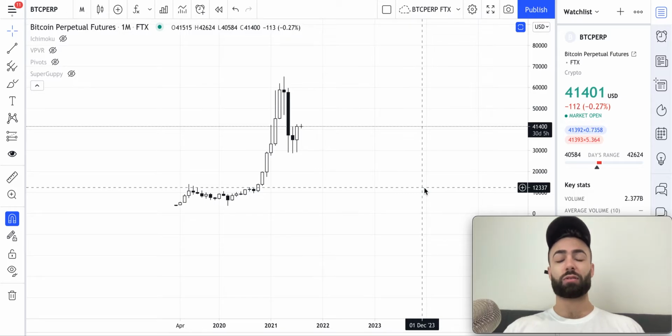In these videos, you will learn how to use technical analysis to forecast price movements in your favorite cryptocurrencies like Bitcoin and others.